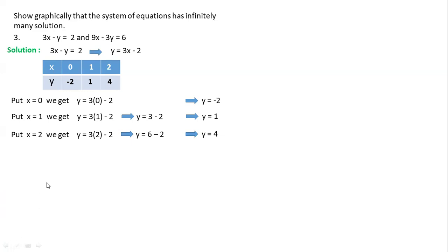Now let's take the second equation. Okay. Now see how I write this. 3y is equal to 9x minus 6. The graph.